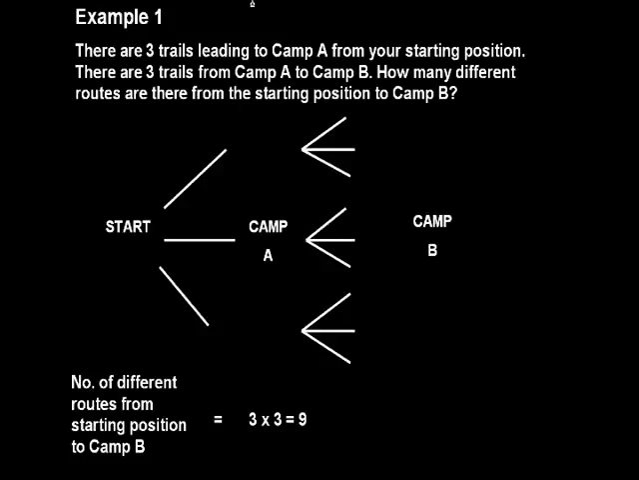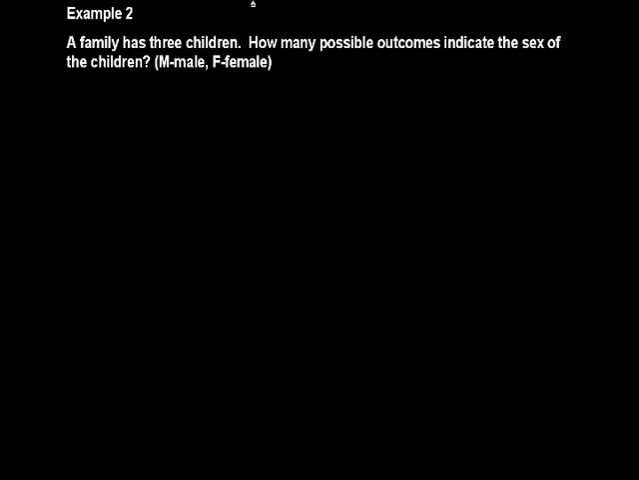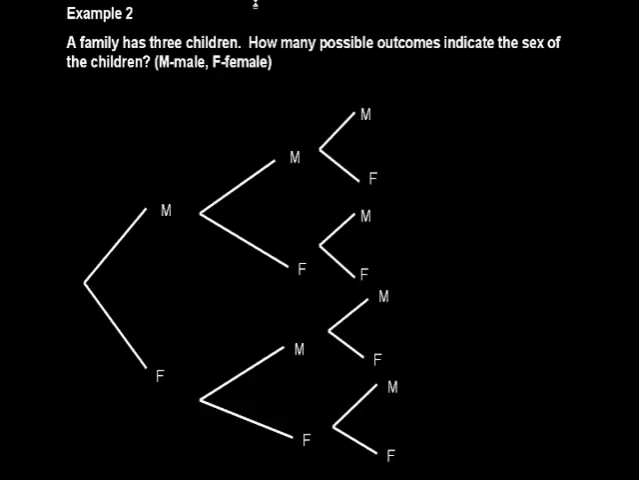Next example. A family has 3 children. How many possible outcomes indicate the sex of the children? M indicates male, while F indicates female. Let's assume that the first child is a male. So the possibility of the second child can be a male or a female.